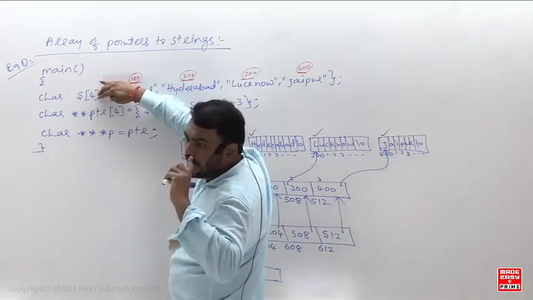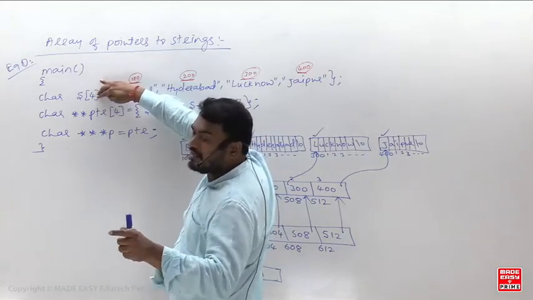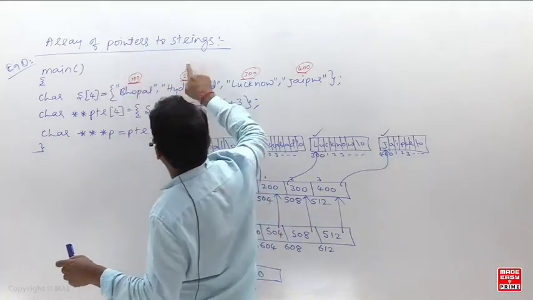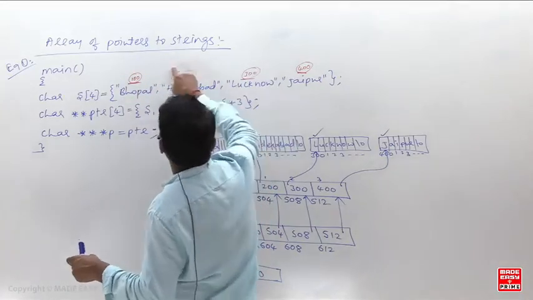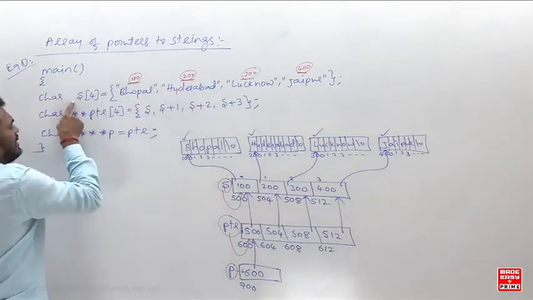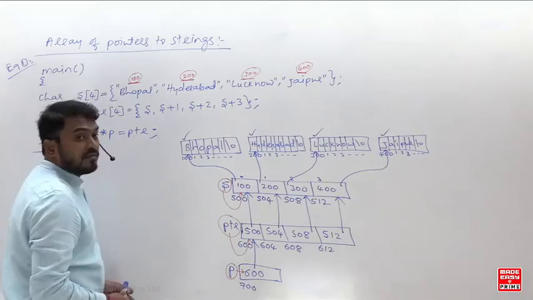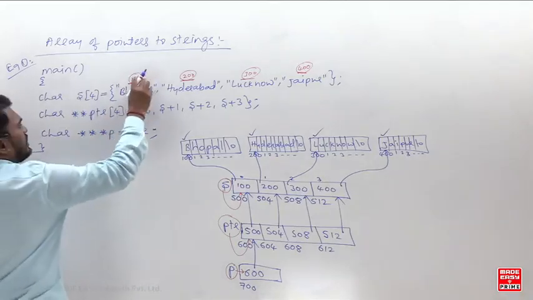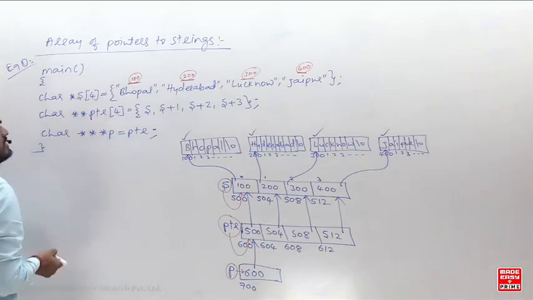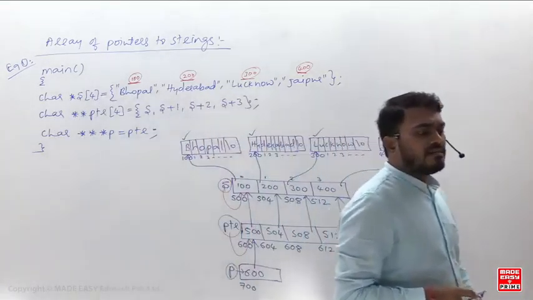You are promising the compiler that you are going to store characters in this array. But what are you storing here: 100, 200, 300, 400? Addresses. Your declaration says you will store characters, but you are storing addresses, so that is not allowed. So this must be declared as what? A pointer.